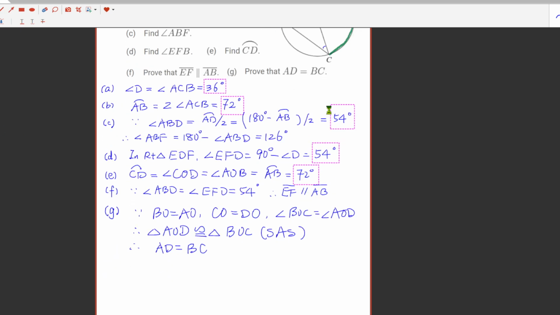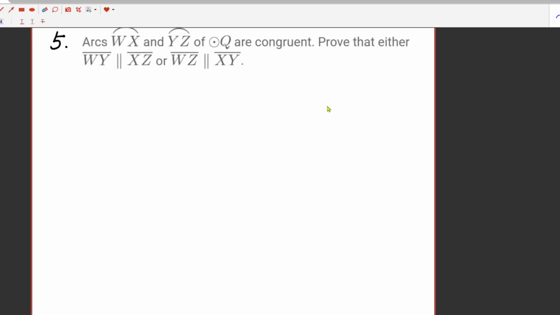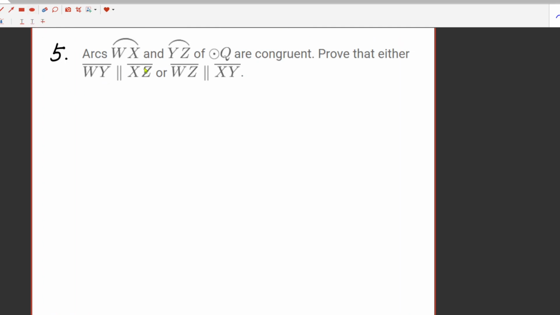All right, then let's have a look at the last one. Arcs WX and YZ of circle Q. Okay, first let's draw a circle. We have two arcs WX and YZ. So there are two cases. We need to consider two cases, right?